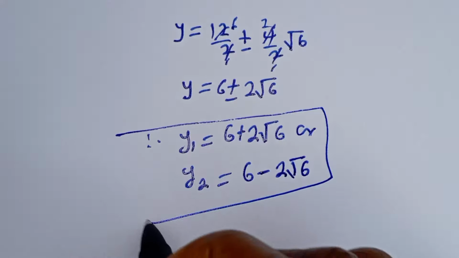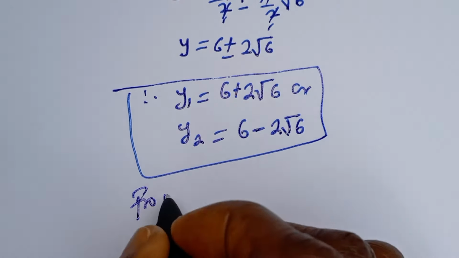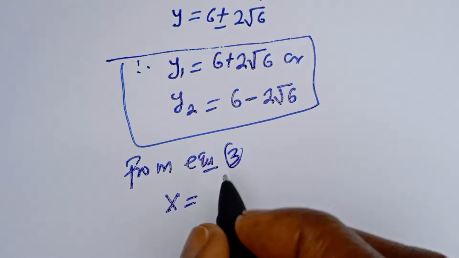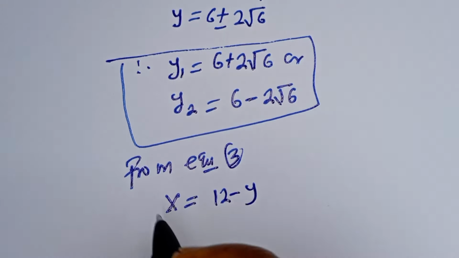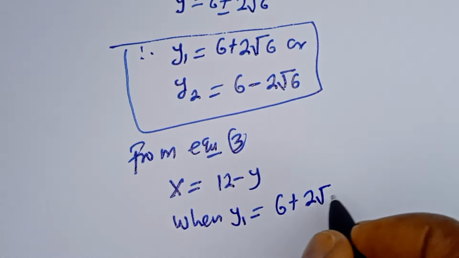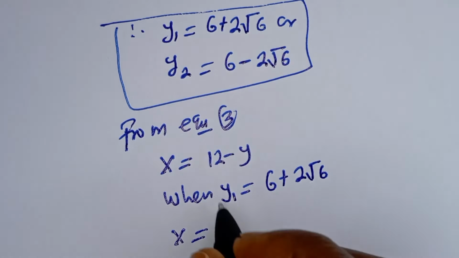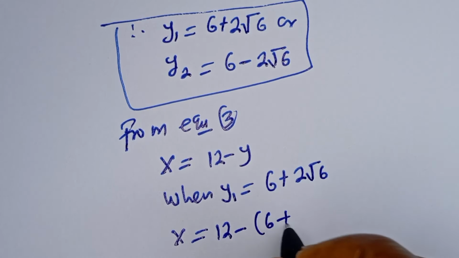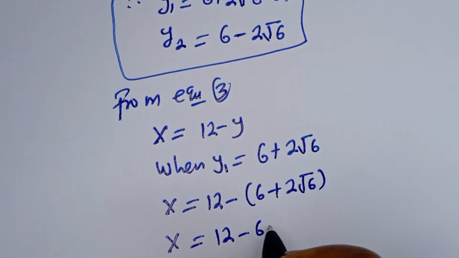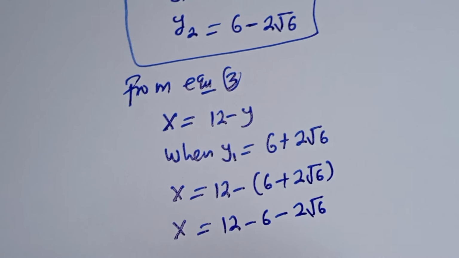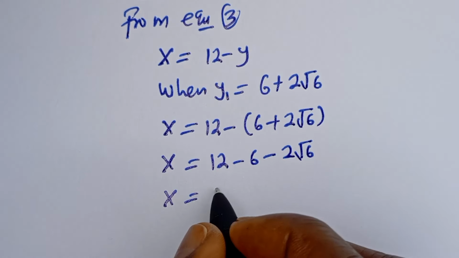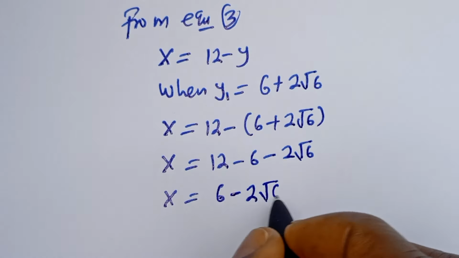Then let's solve for x using equation 3. From equation 3, x is equal to 12 minus y. Then when y1 is equal to 6 plus 2 root 6, x is equal to 12 minus 6 plus 2 root 6. X is equal to 12 minus 6 minus 2 root 6. X is equal to 12 minus 6, this is 6 minus 2 root 6. This is x1.